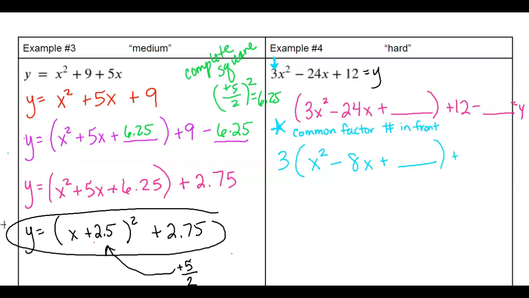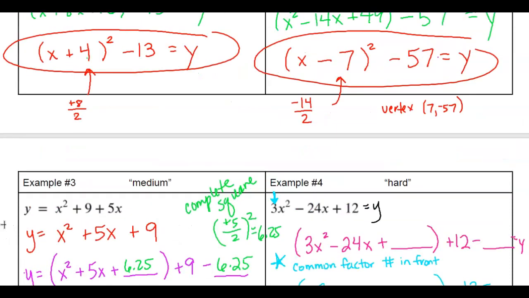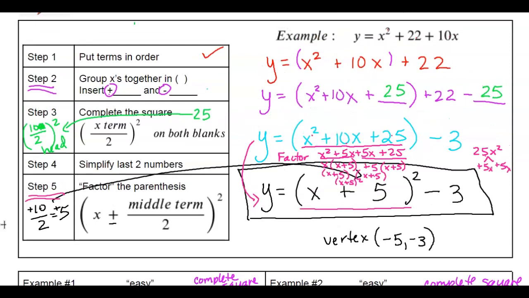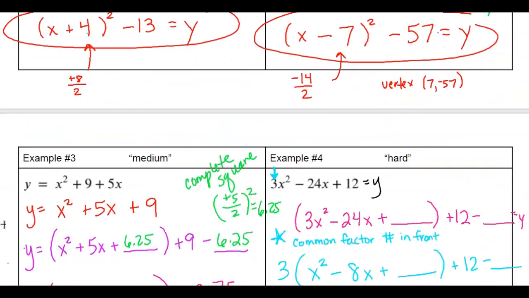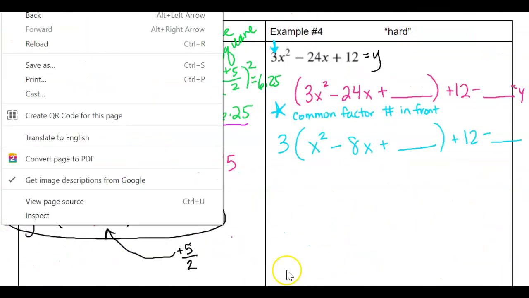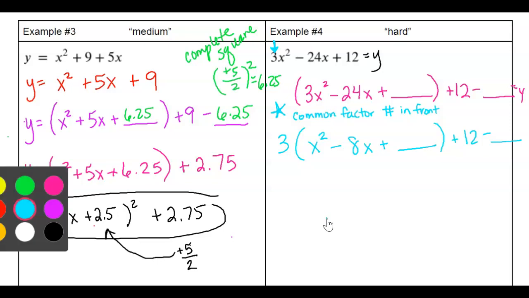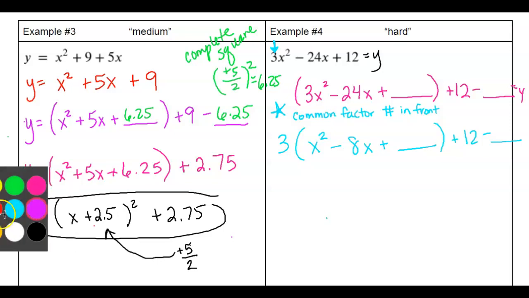Notice I can't move on to step 3 yet. That's important. Okay, so the extra step is right in here. So I'm going to go up here and I'm going to put in a little star. You have to do it before step 3. All right, so now I'm going to do step 3. So step 3 is I'm going to complete the square.